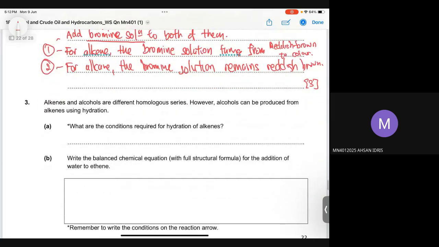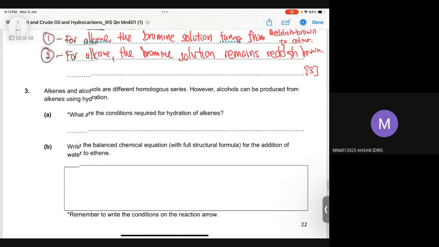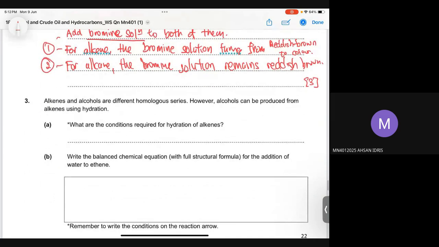The last one that we're going to go into for the addition reaction. So we are done with bromination. Bromination is very short, very simple, but they like to always test it. The last one, number 3 here, is your hydration. Hydration is the addition of H2O. So hydration is the addition of water. Add water.